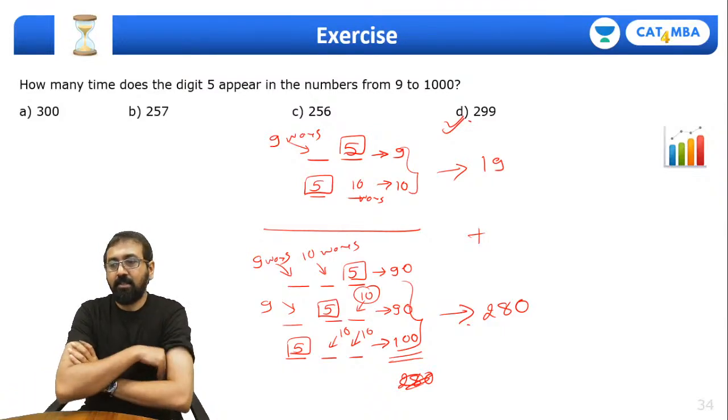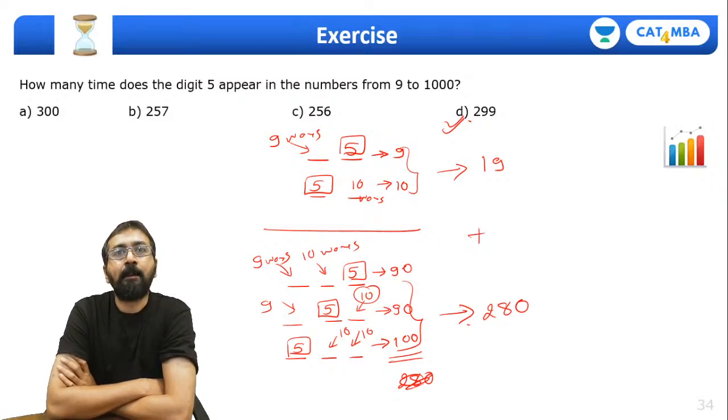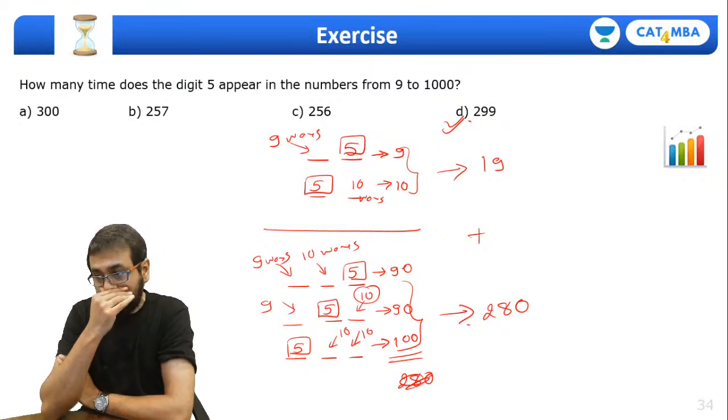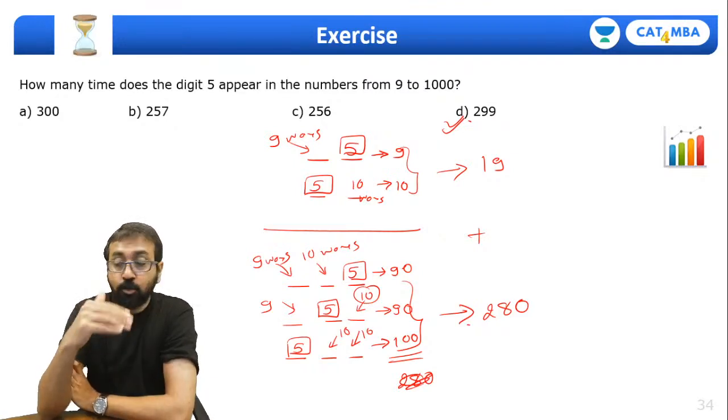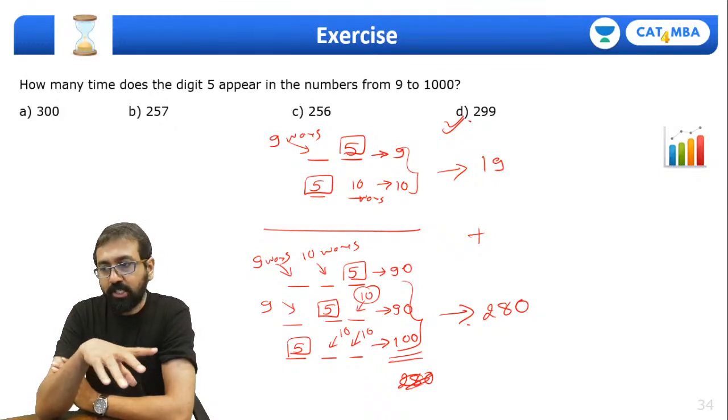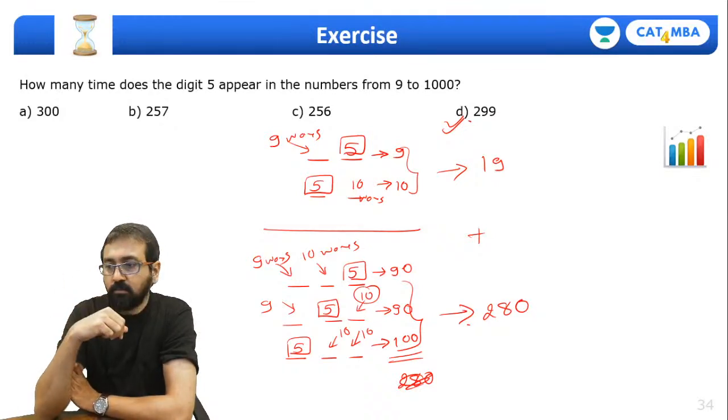Right, guys? Have you all understood this? Yeah, this is simple. We can do it this way. Of course, there is one more way to solve this question. You can quickly think. Okay, what is the other way?